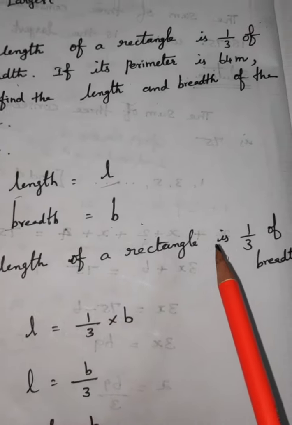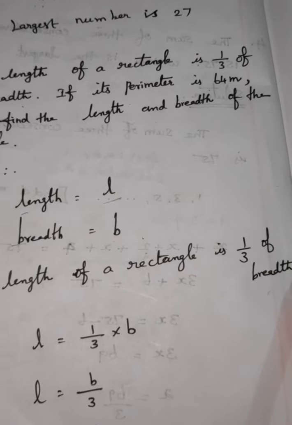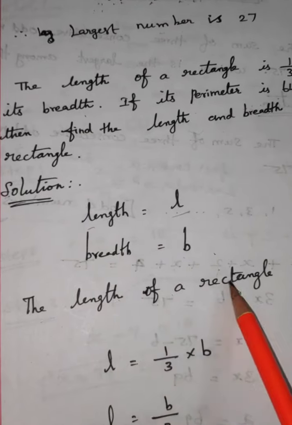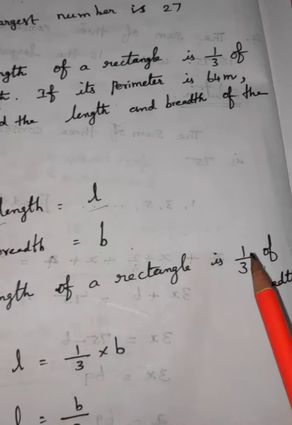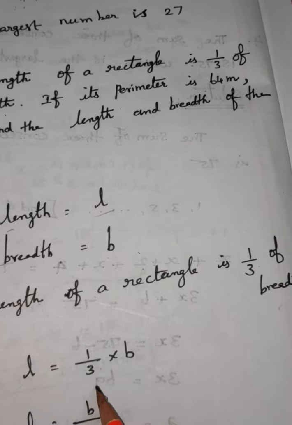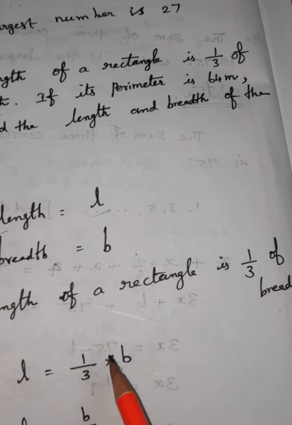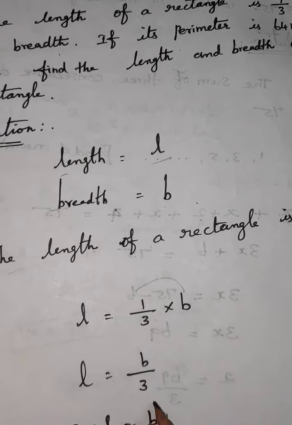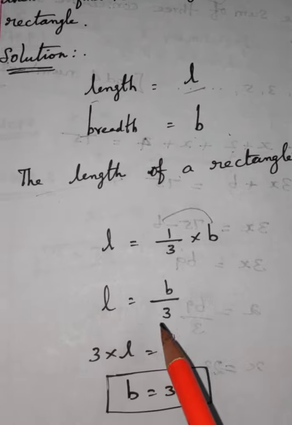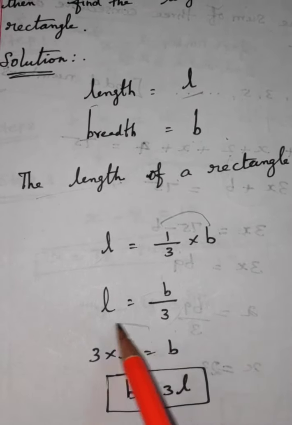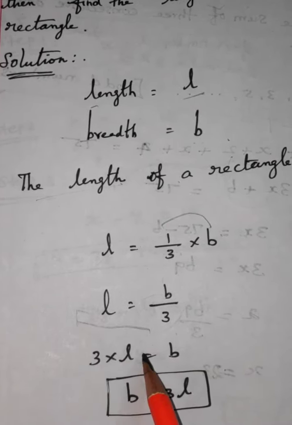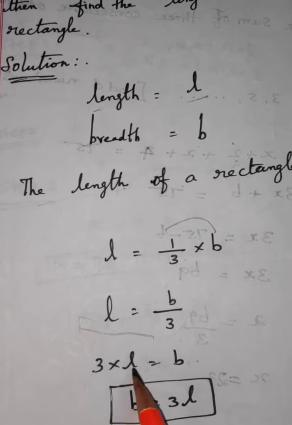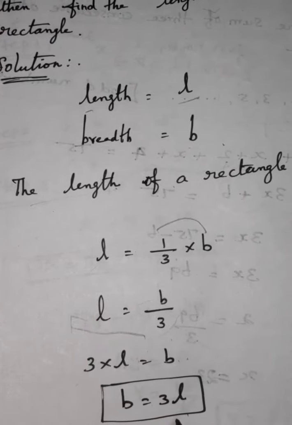Length of the rectangle is 1/3 of its breadth, as given. So length of the rectangle, L equal to 1/3, you write 1/3. Breadth equal to into B. L equal to 1 into B equal to 1B is B by 3. Cross multiplication: the division symbol changes into cross multiplication. 3 into L equal to B. Therefore 3 into L equal to 3L, B equal to 3L.